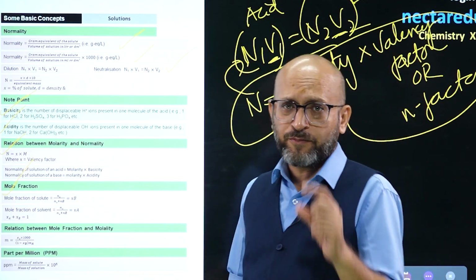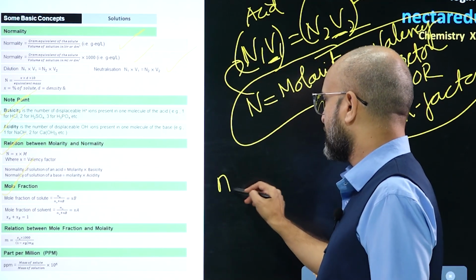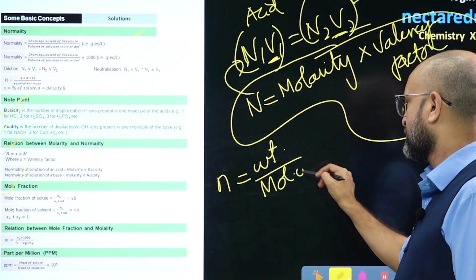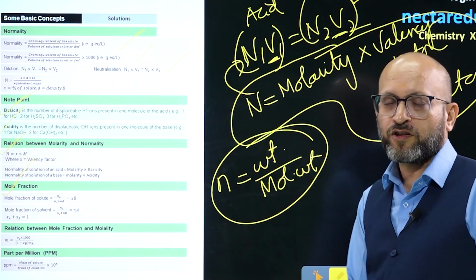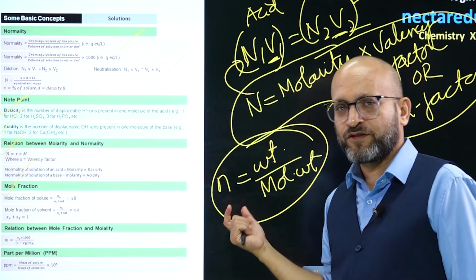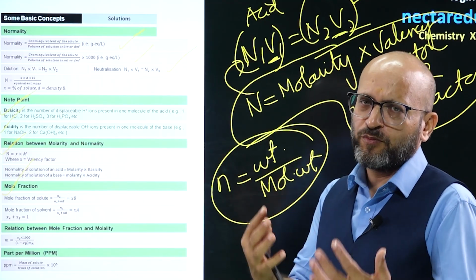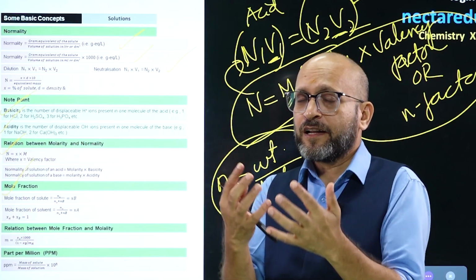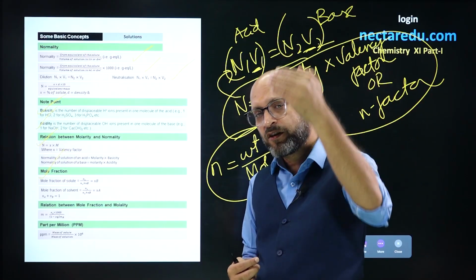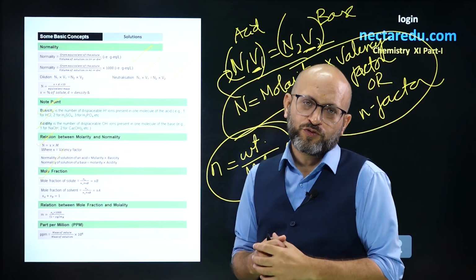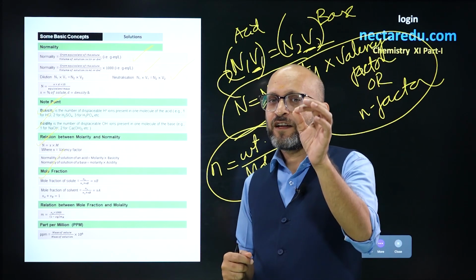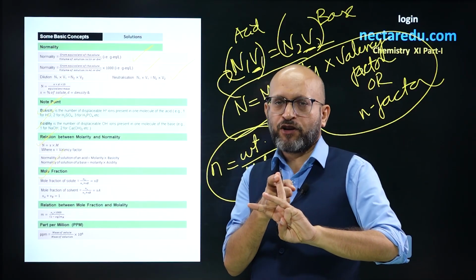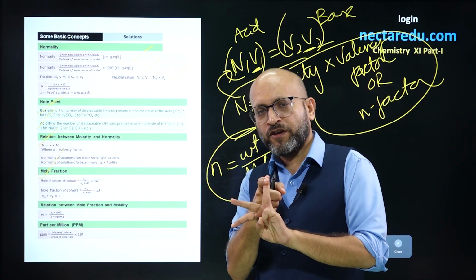And how are you going to calculate moles? Moles is weight of substance upon molecular weight. That is the common formula used for moles. Other formulas are volume of a gas upon 22.4 liters, or number of entities of a substance upon Avogadro's number, that is 6.022 into 10 to the power 23, which gives you the number of moles. So there are three formulas for moles: weight by molar mass, number by Avogadro number, volume by 22.4 liters for a gas.